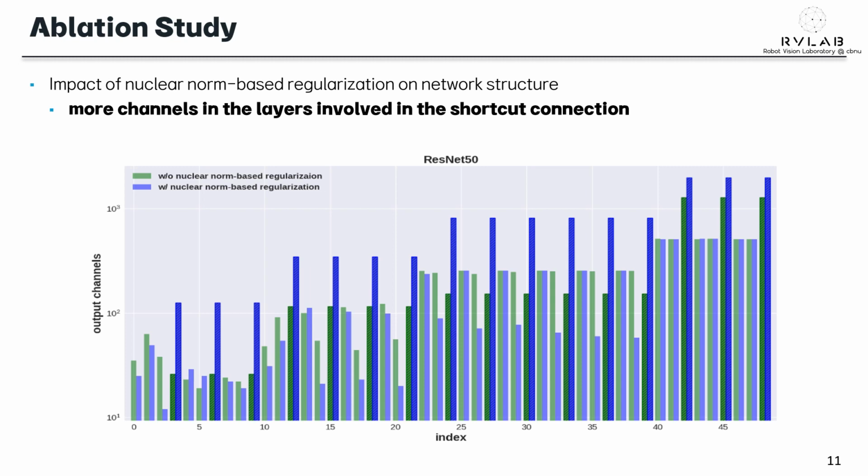Here is the result demonstrating how nuclear norm-based regularization affects network structure. The following experiment compares networks without and with nuclear norm-based regularization loss. The two networks have similar computations. A noticeable feature is that when nuclear norm-based regularization loss is used, there are more channels in the layers involved in shortcut connections, as depicted by the hatched bars. This suggests that the layers involved in shortcut connection are more important for maintaining performance than the layers that are not.